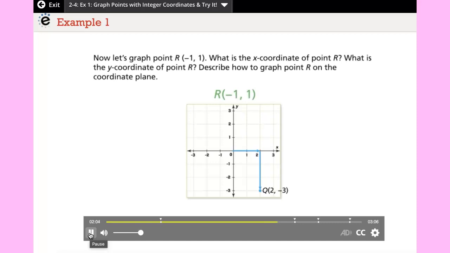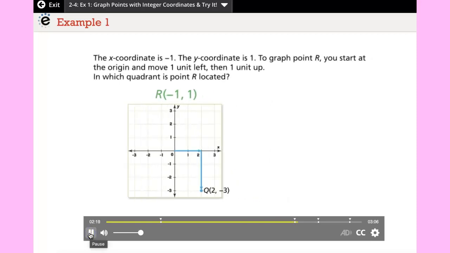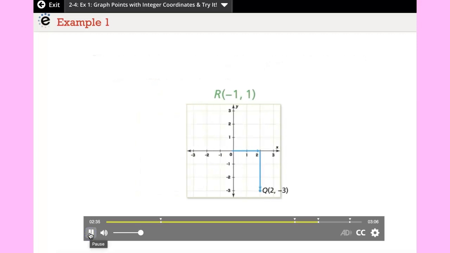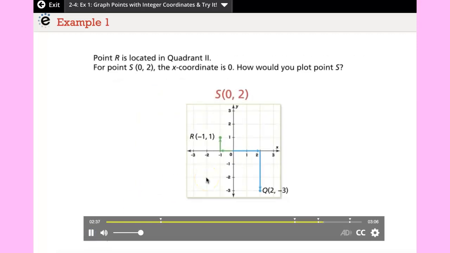Now let's graph point R (-1, 1). What is the x-coordinate of point R? What is the y-coordinate of point R? Describe how to graph point R on the coordinate plane. The x-coordinate is -1. The y-coordinate is 1. To graph point R, you start at the origin and move 1 unit left, then 1 unit up. In which quadrant is point R located? Point R is located in quadrant 2.